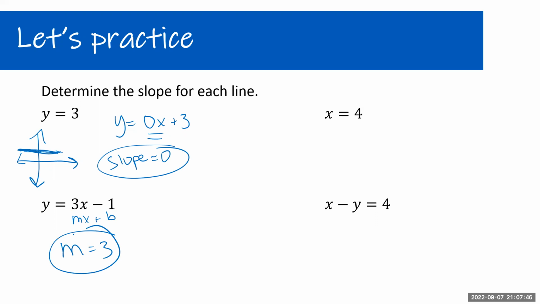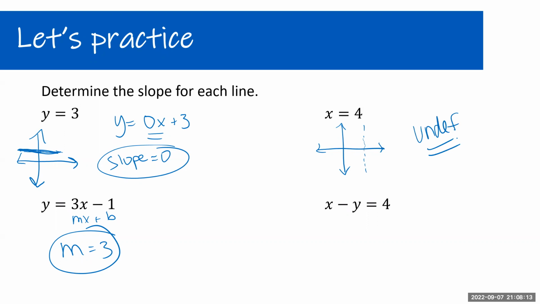x equals 4. Well, the fact that we don't have any y should tip you off that we are in trouble. Okay. And if you remember, x equals 4 is going to look something like this. It's going to be that vertical line. And what do we know about vertical lines? Their slope is undefined. So there isn't a slope. It's just undefined. That is the answer if you're asked to find the slope.